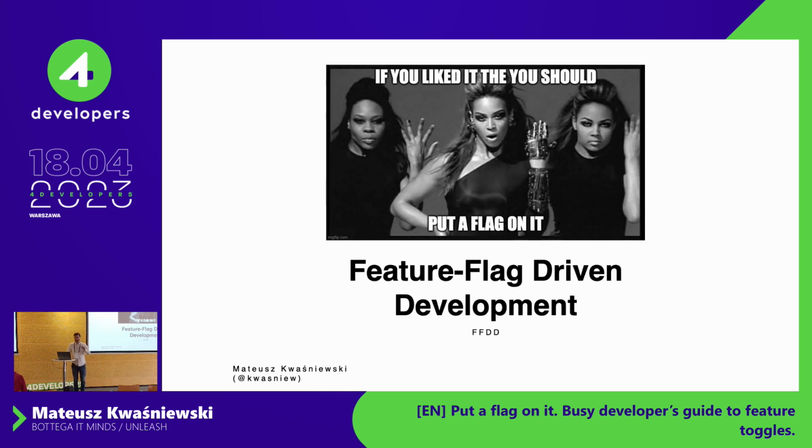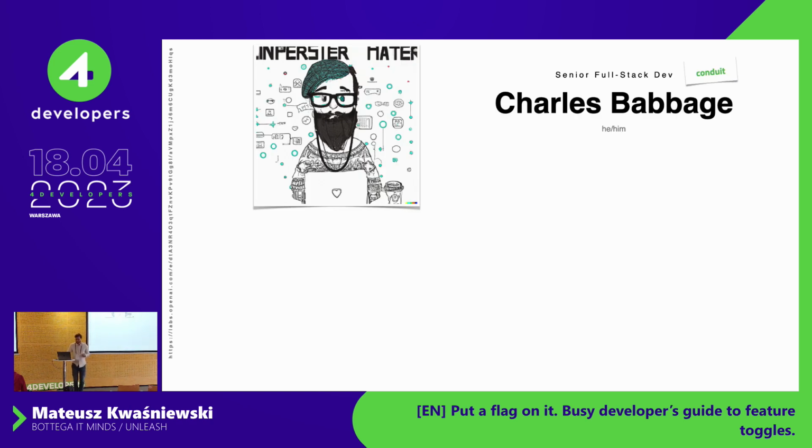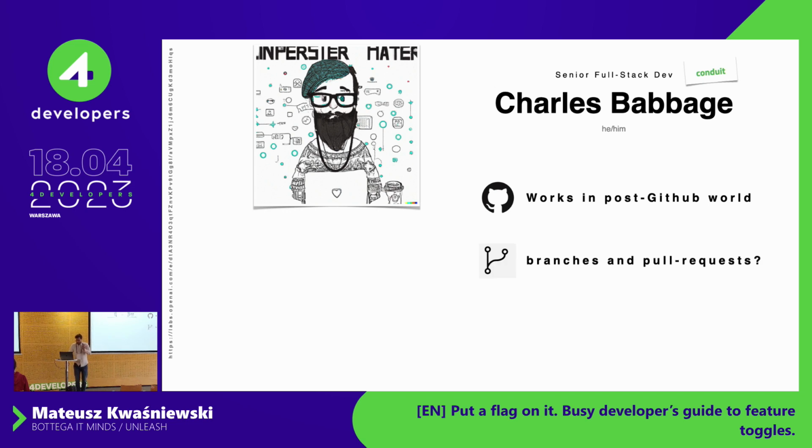Oh, by the way, before we go, let's check what's up with Charles, because he's been promoted to a senior developer position. He still works in a post-GitHub world. GitHub is here to stay, even though some tech bros mistook it for a hiring tool. But now he starts questioning branches and pull requests. Okay? For some types of work, he stopped doing pull requests. And finally, because he started using feature toggles, he can finally move fast without breaking things.